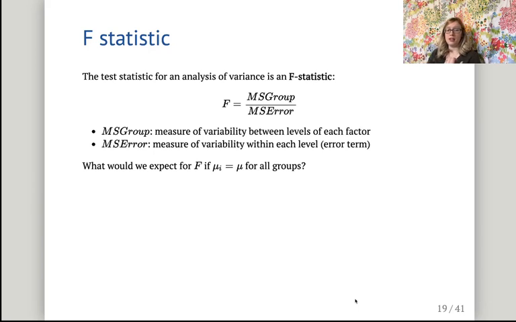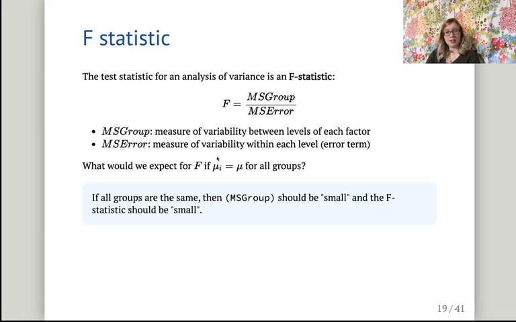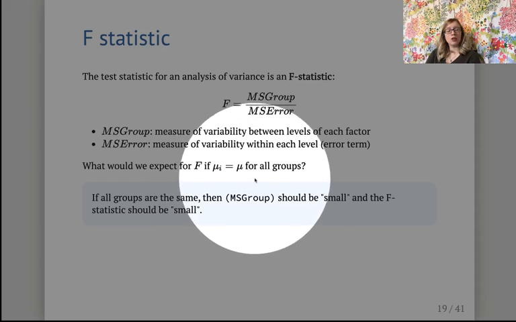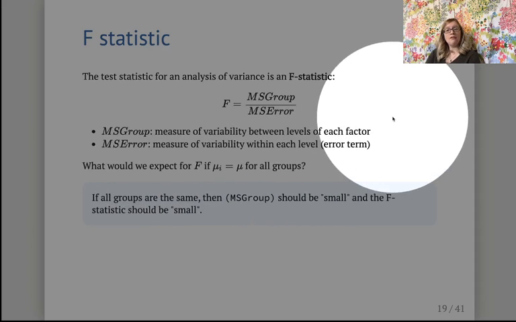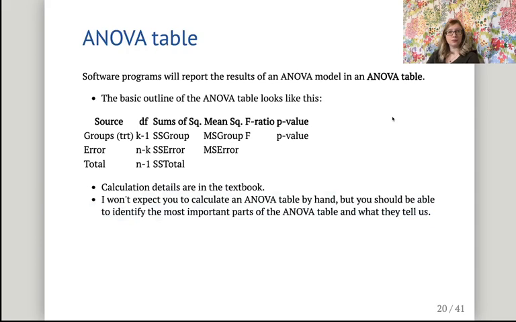so within each group. Now, if these groups all have the same mean, here's what we would expect. We would then expect this MS group, the levels of each factor, should be similar, so there shouldn't be a lot of variability. MS group should be small, the F statistic should be small. So large values of that F statistic are going to indicate that the groups are themselves different.